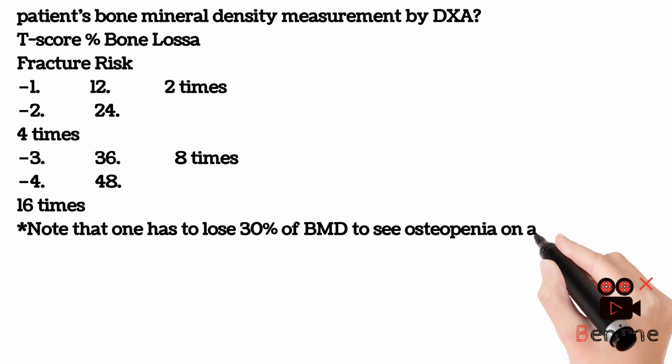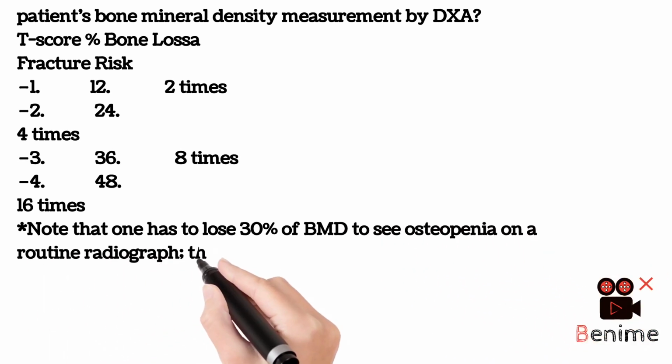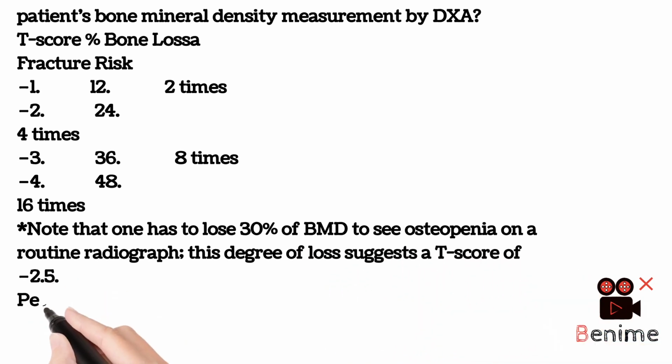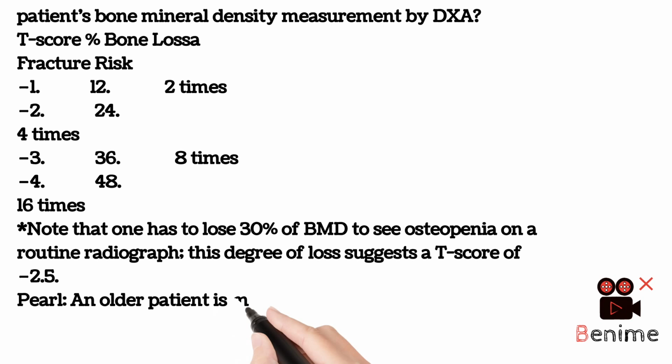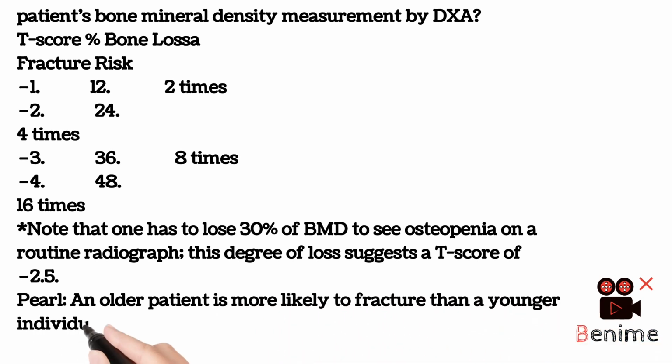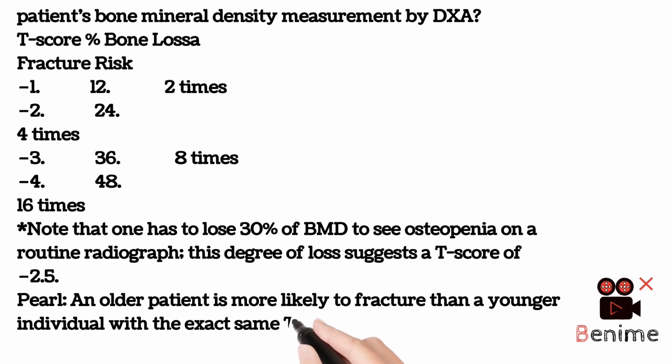Note that one has to lose 30% of BMD to see osteopenia on a routine radiograph. This degree of loss suggests a T-score of -2.5. Pearl: an older patient is more likely to fracture than a younger individual with the exact same T-score.